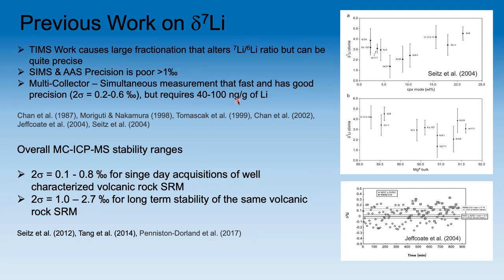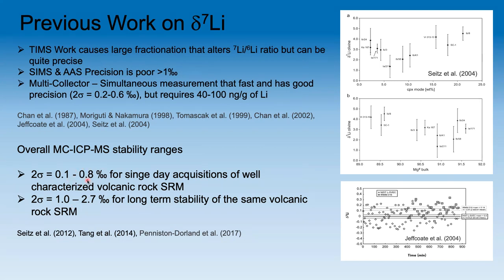So overall, multi-collector analysis gives you a very, very narrow range, a very tight two sigma variation of 0.1 to 0.8 per mil for a single analysis on a single day. And long-term stability can be between 1 and 2.7 per mil. In other words, I've got the same rock, and I'm analyzing it over and over again over the course of weeks, months, years. And so that's really quite good. And that is very close long-term to our one per mil, and certainly for a day, we're well within it, which is where we want to be.